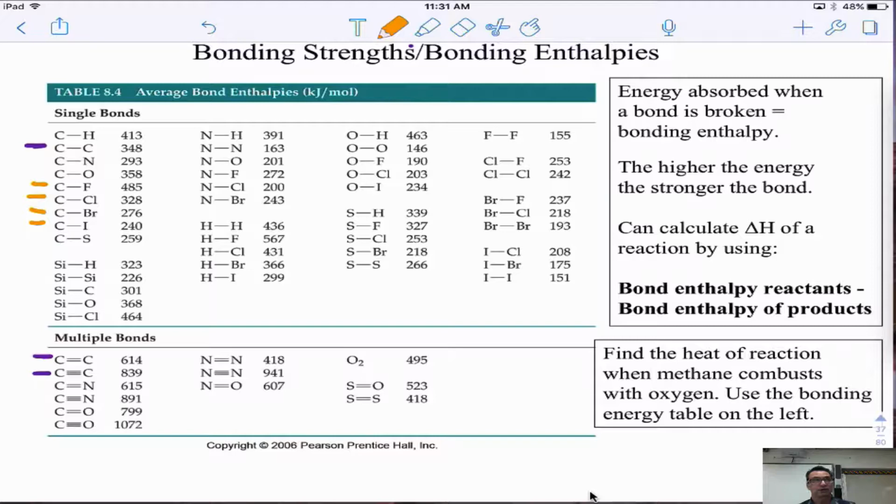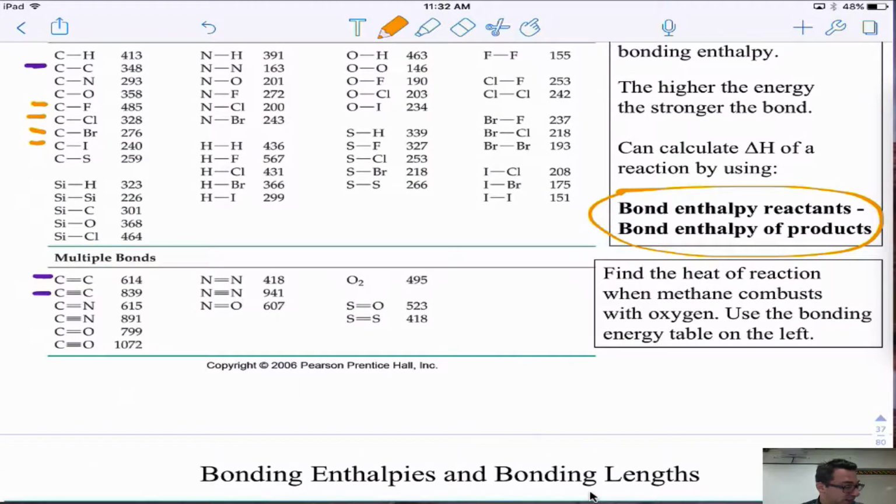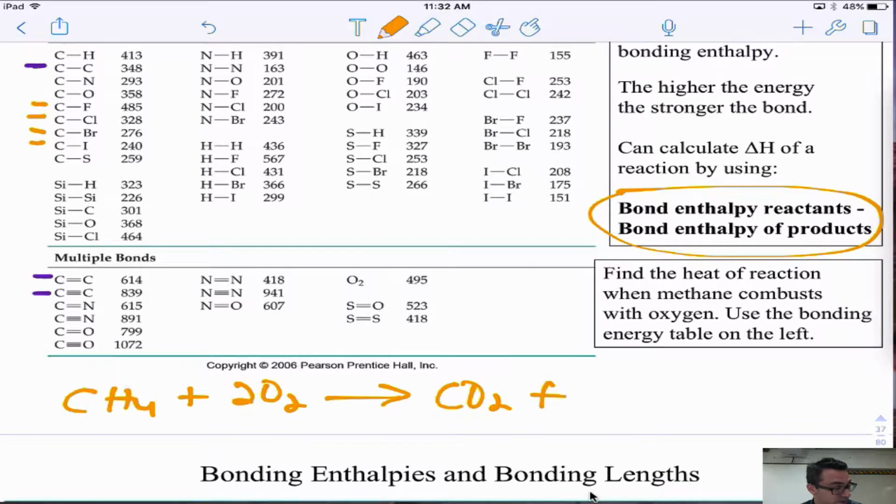You can see this when you look at these other comparisons, those truisms will hold. Now, you can also calculate the delta H of a reaction by using bond energy. But notice that it's reversed here. It's bond energy of the reactants minus bond energy of the products. For example, if I were to do CH4 plus 2O2 yields CO2 plus 2H2O, this balanced combustion reaction, I could find the delta H of the reaction by doing bonds broken, bond enthalpy of the reactants, minus bonds formed, bond enthalpy of the products. But to do this, I need to write out the Lewis structures.